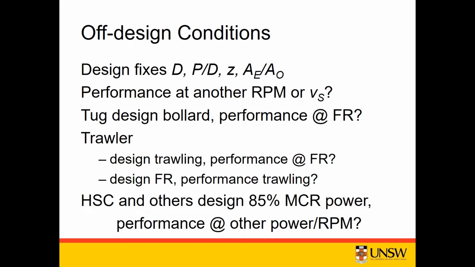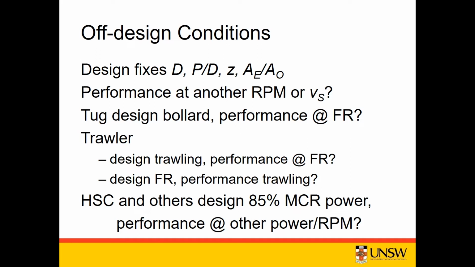For tugs, we typically design at the bollard condition, but then we want to find out what the performance is free running, because quite often a tug contract will be to give you, let's say, 50 tons pull at the bollard, with a guaranteed speed of 12 knots when free running. So you design it for the bollard and then check what the operation is going to be at 12 knots.